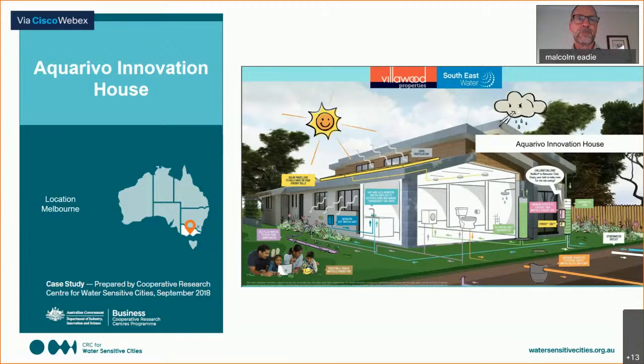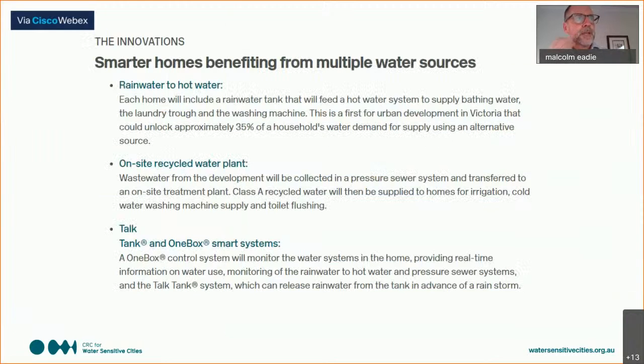And this is a real fusion of green, blue-green infrastructure, grey infrastructure and smart digital systems. So the context here is every household within this development at the Aquarivo development will have a rainwater tank installed, and importantly that rainwater will be connected up to not just the outdoor uses for irrigation and so on, but a greater number of internal uses within those dwellings, including to the hot water system, which is not normal or usual in the application of rainwater harvesting systems in Australia.